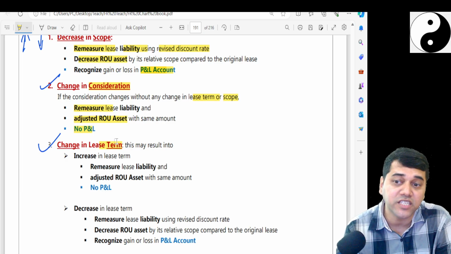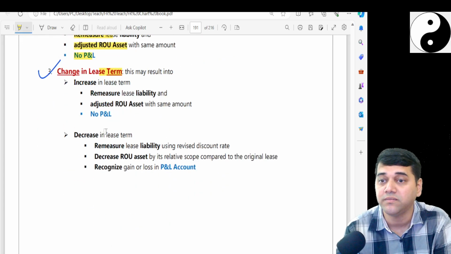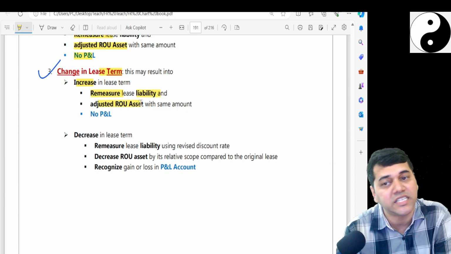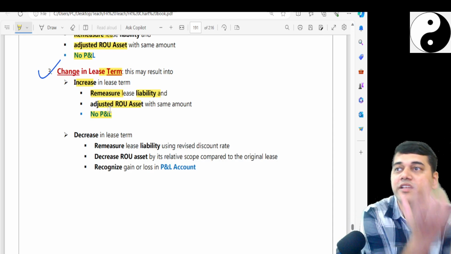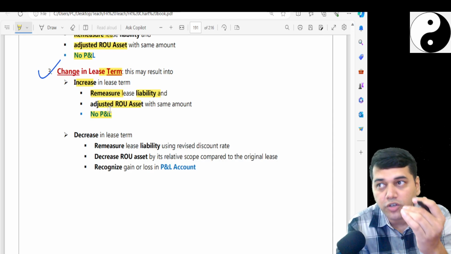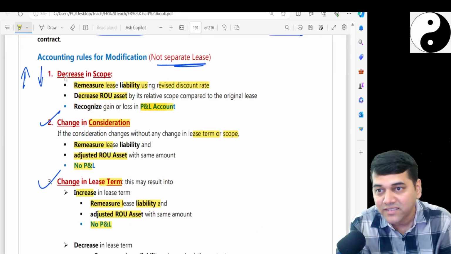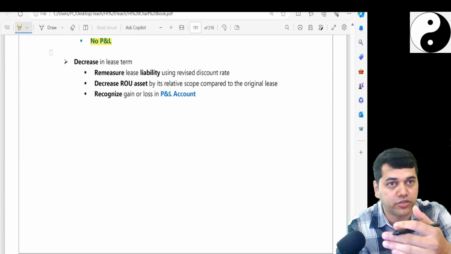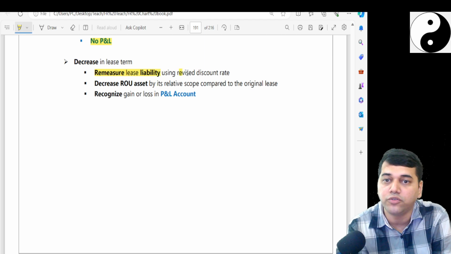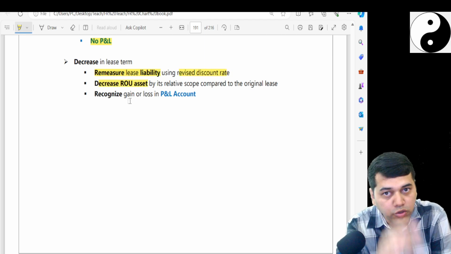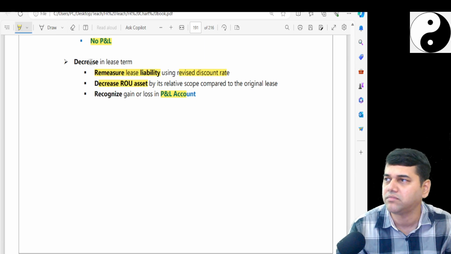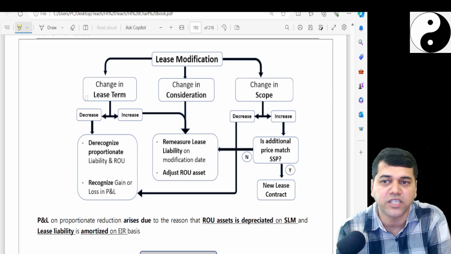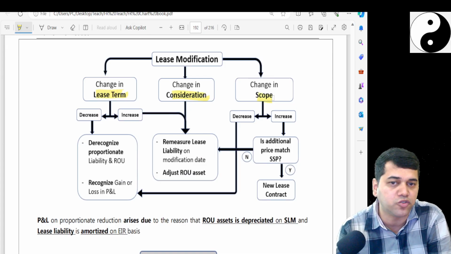Now, what if there is a change in the lease term, because lease term is also substantial. If it is going to increase, then you have to remeasure the liability, adjust ROU asset, no P&L, because liability got increased. But if it is going to decrease, that is very similar to decrease in the scope. My term got reduced, that means my lease got reduced. So remeasure the lease liability using revised discount rate, decrease the ROU asset, also recognize P&L. That's it, simple. So I have got 3 scenarios. Okay, so this lease modification can take the form of term, consideration, scope.